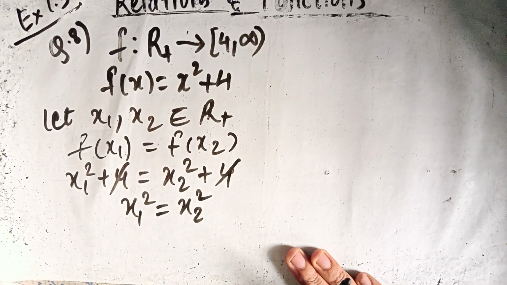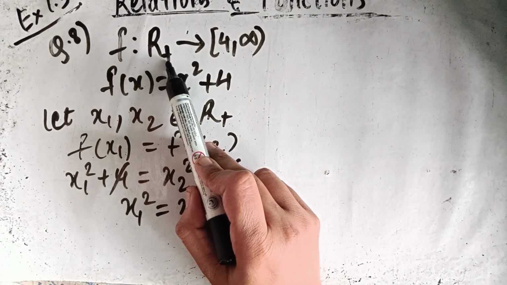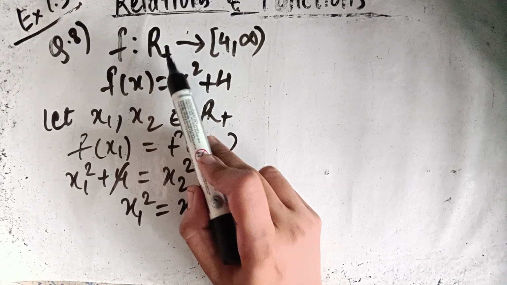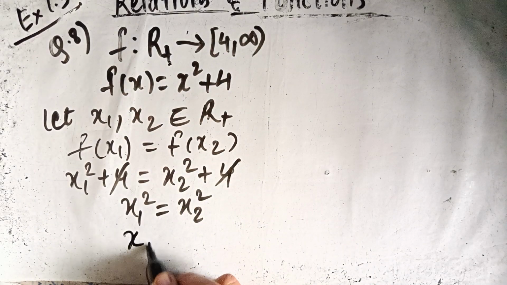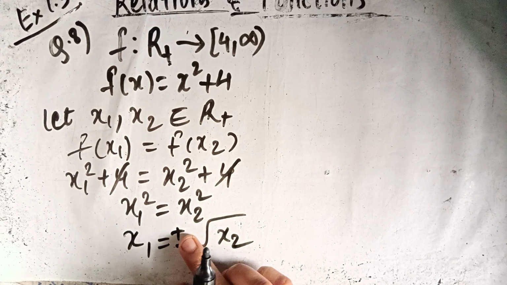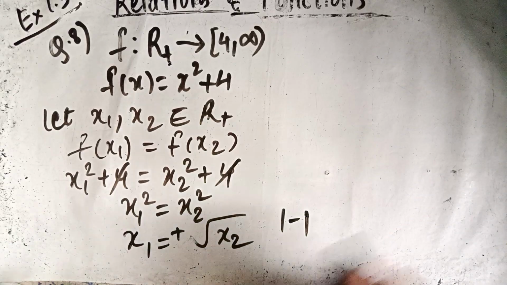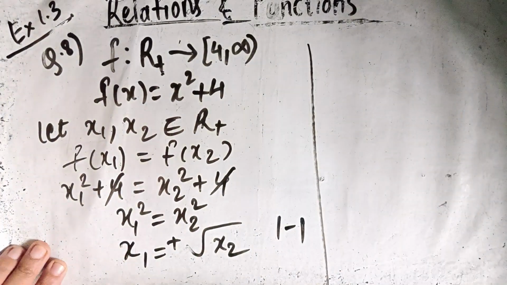Now they have taken the domain as the set of all non-negative numbers, right? So if you take the root, x1 equals plus or minus root of x2, but negative numbers are not there, only positive numbers are there. So f is 1-1. We get only the positive x values, not negative. So 1-1 is proved.